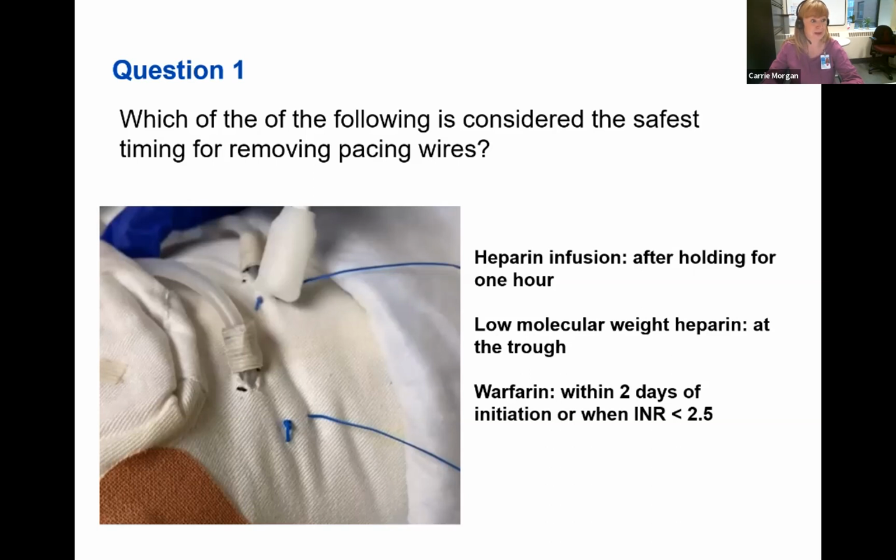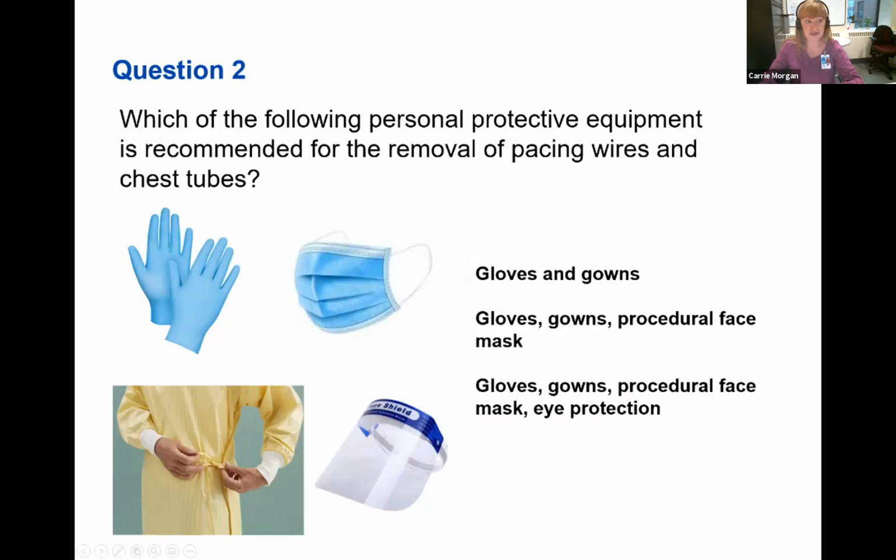Okay. So we were almost 44%. We were split between us, mainly between the heparin infusion and low molecular heparin at the trough. Okay. So the next question is the PPE. And 89%, good for us. We're out to protect ourselves, so that's good.